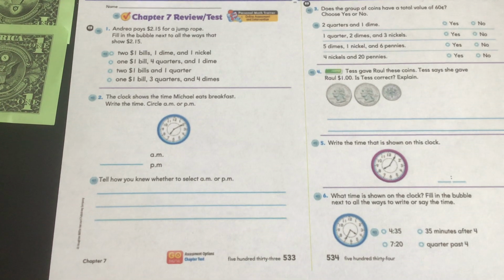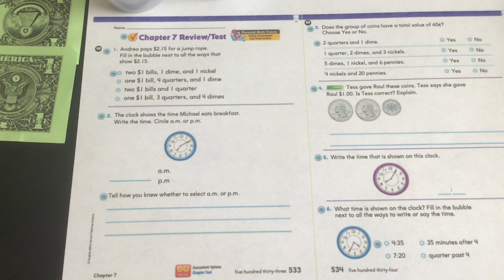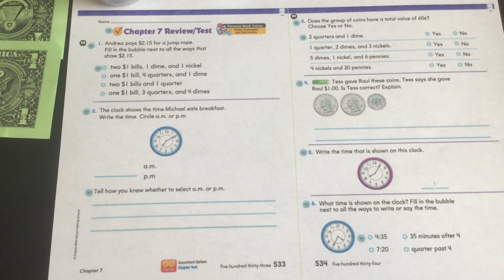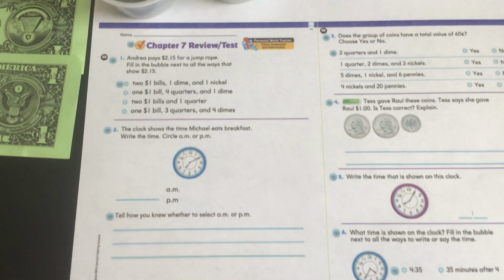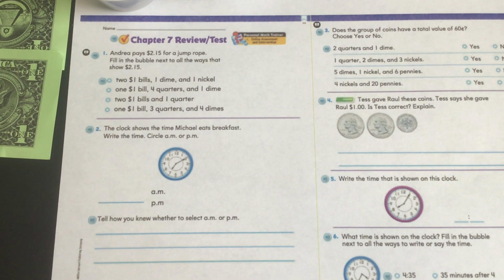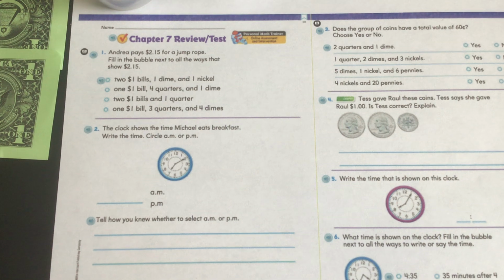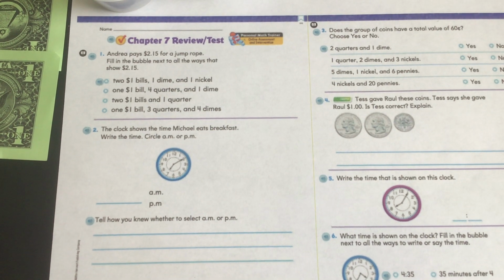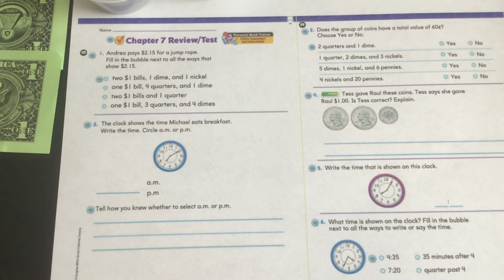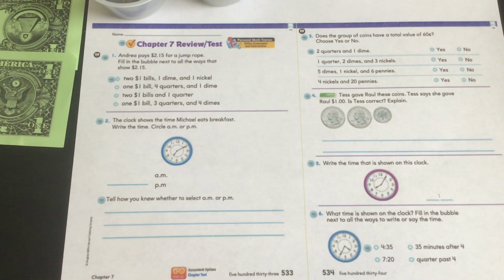So if I look at page 533, up at the top, I'm going to begin reviewing all the lessons that we have learned in Chapter 7. Number 1 says, Andrea pays $2.15 for a jump rope. Fill in the bubble next to all the ways that show $2.15. So I would like for you to complete this with me.